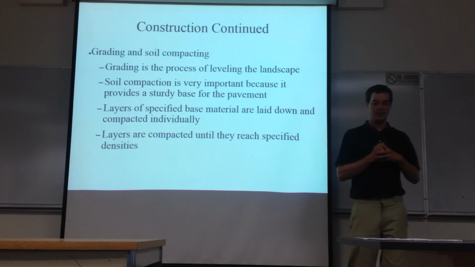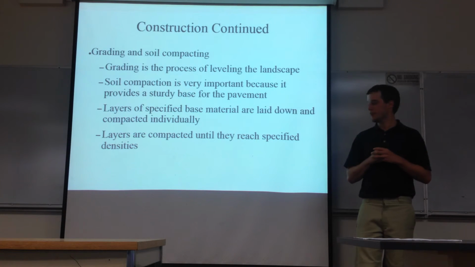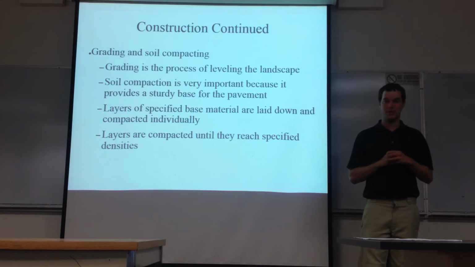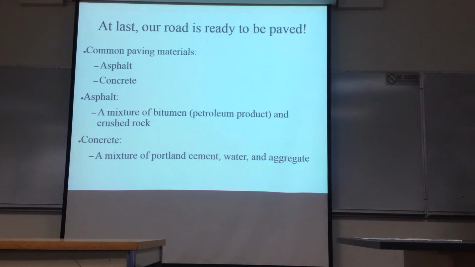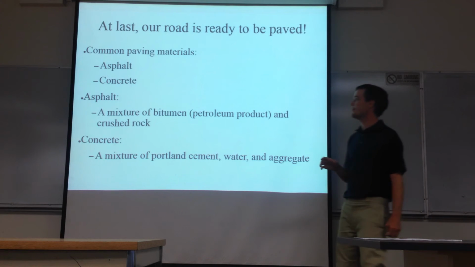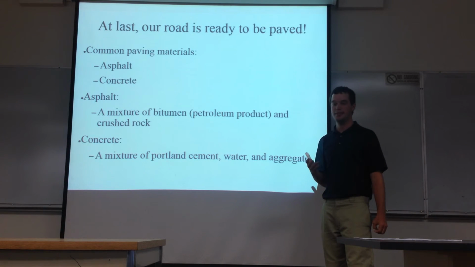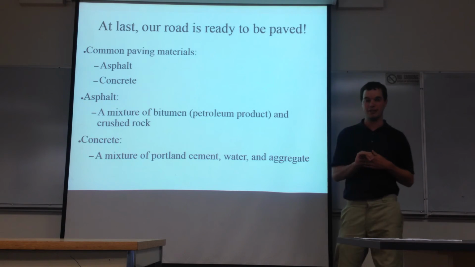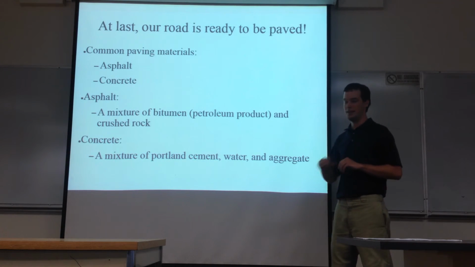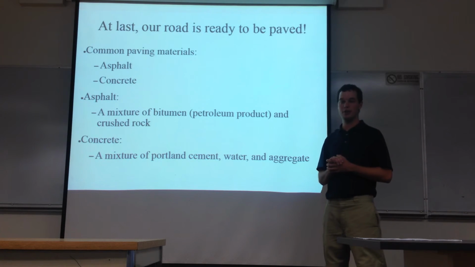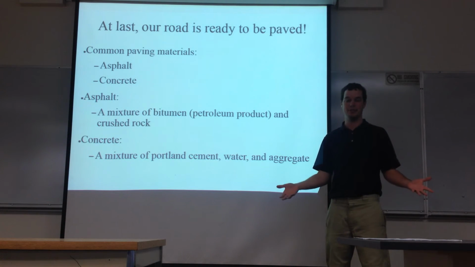Now, at this point, we're finally ready to do the fun stuff. We're ready to pave our road. Now, two types of pavement material are common. We have asphalt and concrete. We've all probably heard of both of them. Asphalt is a petroleum-based product, kind of like a tar, that has rock mixed in with it. Concrete is made of Portland cement, water, and aggregate. Aggregate just being a fancy word for stones.